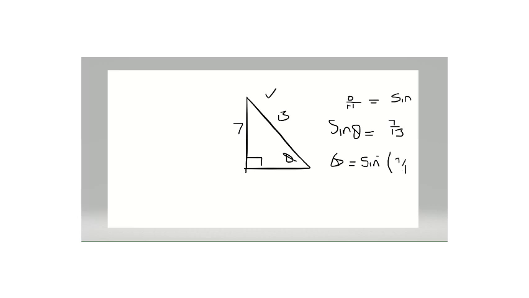7 over 13. This will give us an answer. Can you guys press the calculator for me and tell me the answer to this? And this is equal to 30.31 degrees. So I hope you guys understand this. We would do more questions if time was on our side, but time is not on our side.